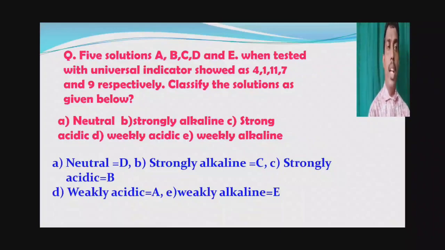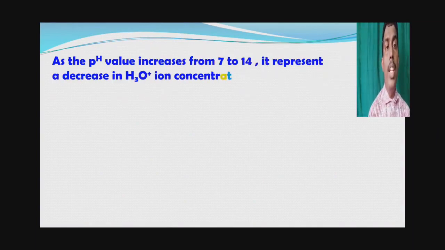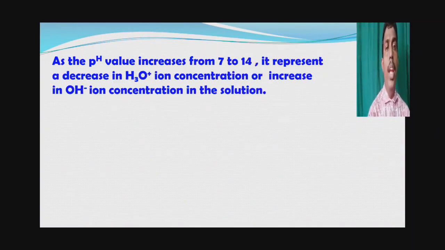For weakly alkaline, pH value is 8 to 10. So E is the weakly alkaline. As the pH value increases from 7 to 14, it represents a decrease in H3O plus ion concentration or an increase in OH minus ion concentration in the solution.